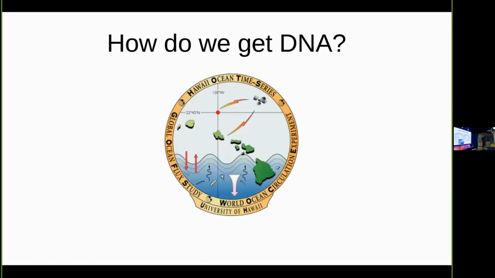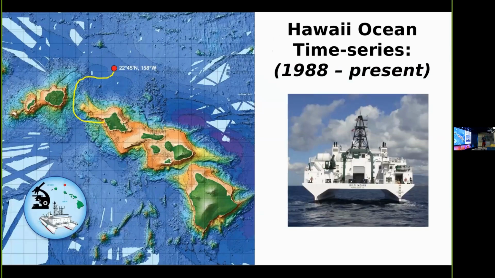So now let's talk about how we actually get that DNA. I'm going to talk about the Hawaii Ocean Time Series, or HOTS for short. It's an old time series that's been going on for quite some time, happening up north of Oahu. The period where we have actual DNA data is shorter. It's only 8.5 years, but that's already pretty good for a DNA time series.